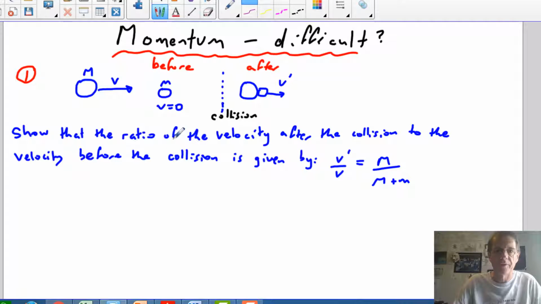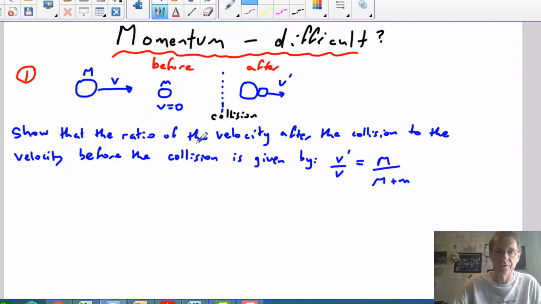Okay, let's look at some of the other types of momentum questions you get that can be considered a bit more difficult because they might have numbers involved, for example. So this one here, you've been told there's a mass coming in. In this case, we've got a mass m with velocity v, hitting a stationary mass M, and it's moving off. And you're being asked to show the relationship between the velocity afterwards and the velocity coming in, and prove that it's actually m over m plus M.